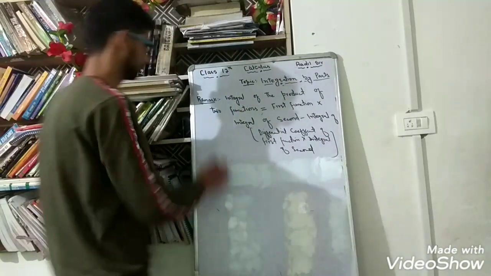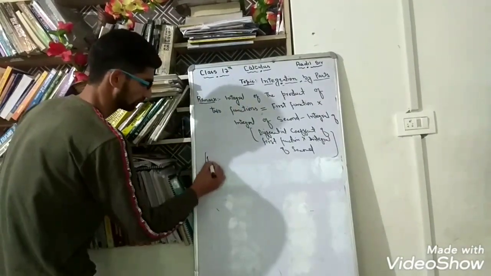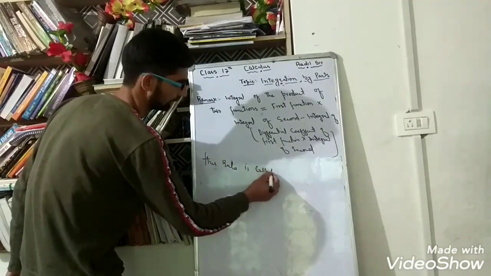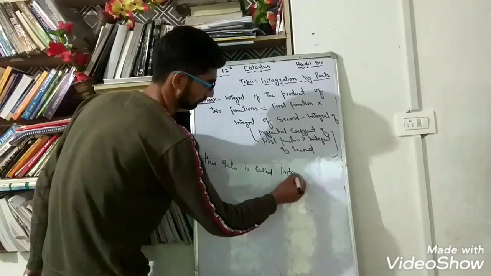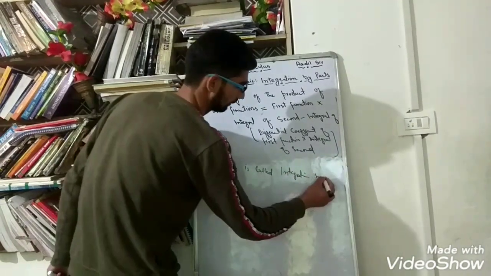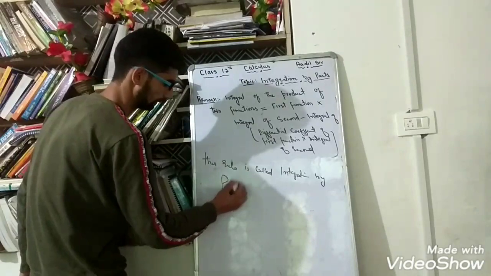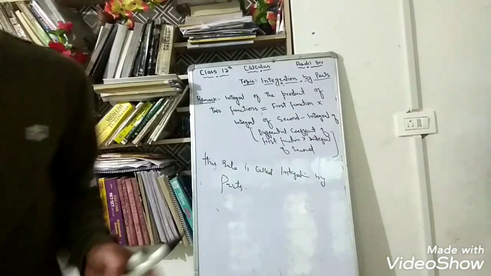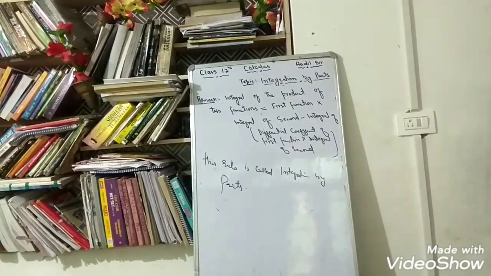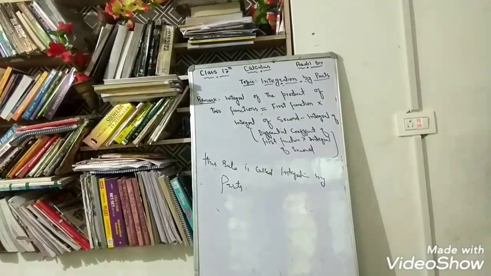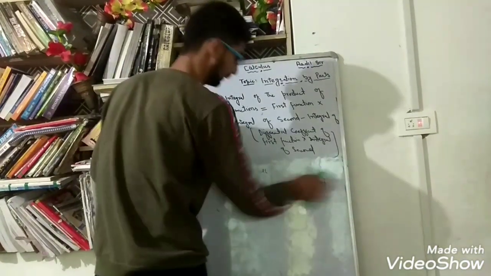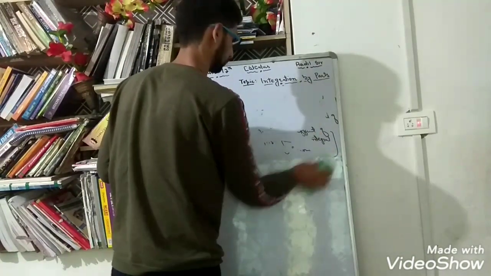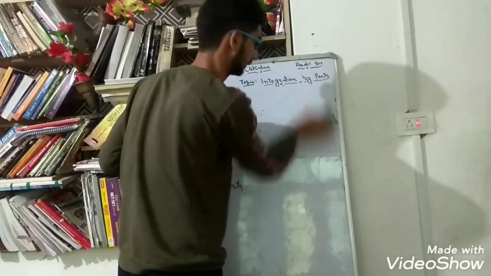This is our rule, and write this at the end. This rule is called integral by parts. Okay, you write this. Now we are getting a rule that gives us the integral of two functions when they are in product.